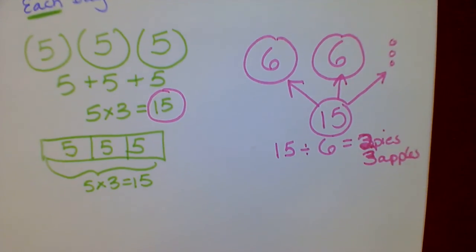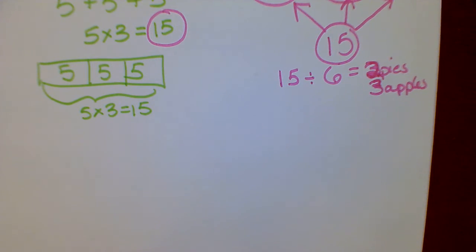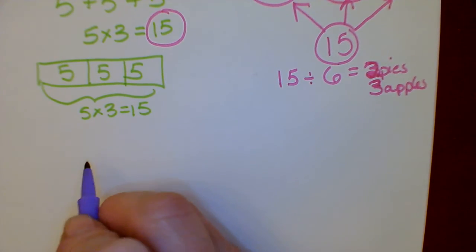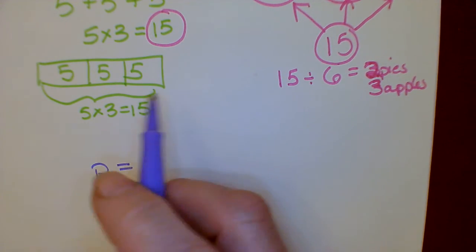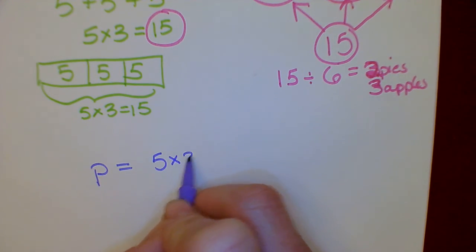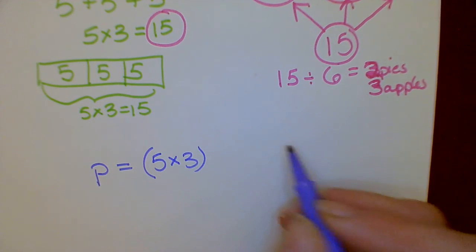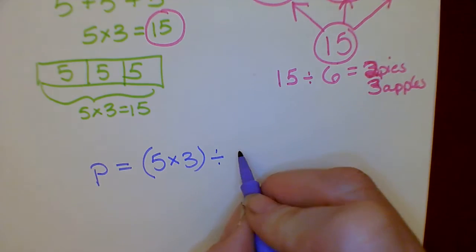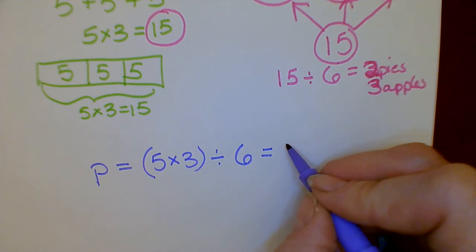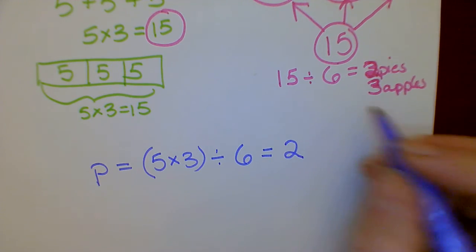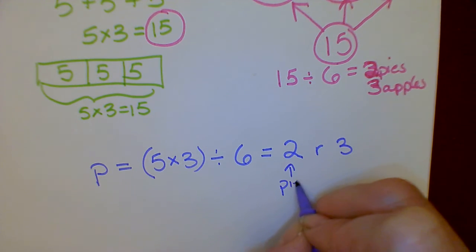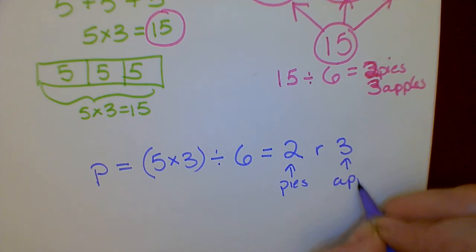So how do we put this all together, my friends? Again, the first step was we had to find the total number of apples that we had. And again, we're trying to find how many pies we can have. The first step was to figure out how many apples we had in those 3 bags. So we did 5 times 3, or 3 times 5. And then the second step was to divide those into groups of 6, into pies of 6 apples. And when we did that, we ended up with 2 pies, and then we had a remainder of 3 apples. So we had 2 pies and 3 apples left over.